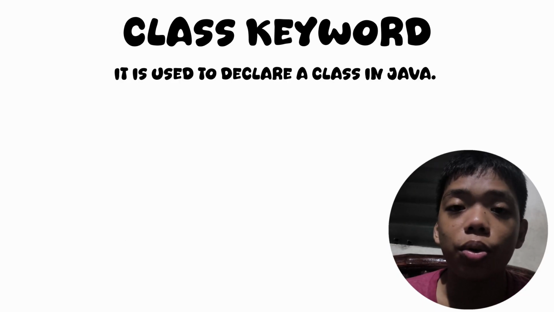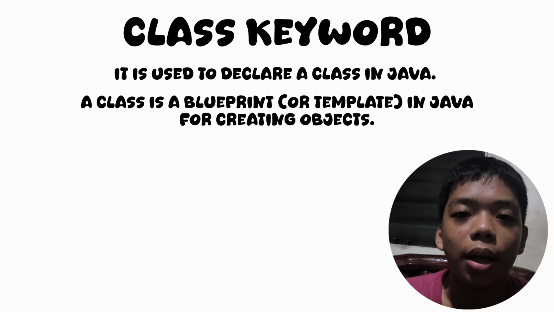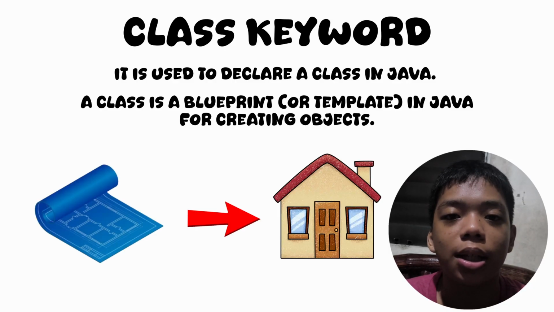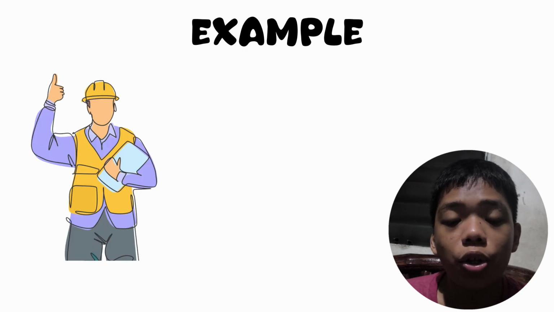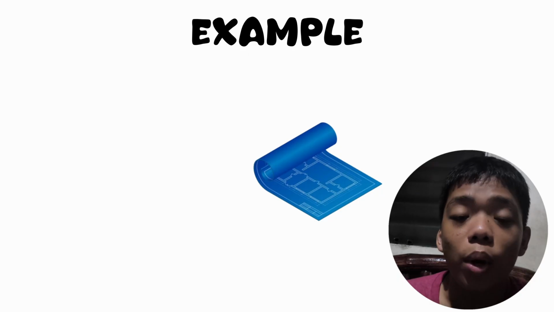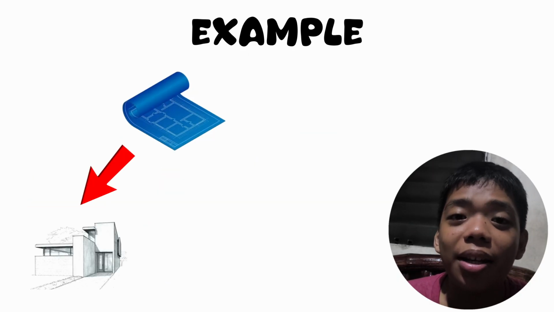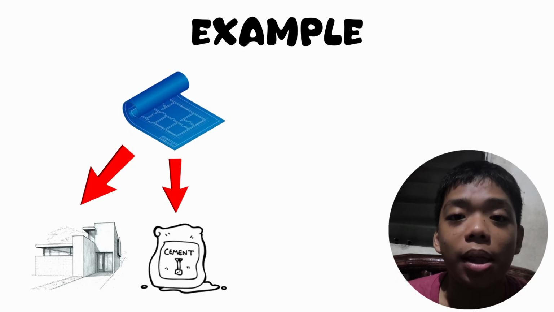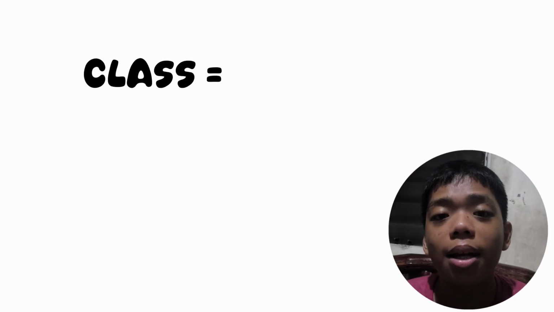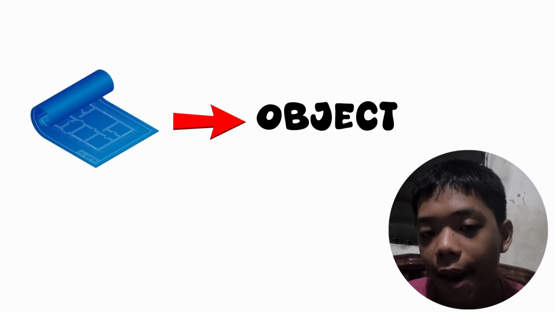Class keyword. It is used to declare a class in Java. A class is a blueprint in Java for creating objects. It defines what data an object can have and what actions it can perform. For example, construction workers are building a house. But before they even make the house, they need a plan, which an architect will do. An architect will make a blueprint with the design and calculations for how much cement, steel, and paint they need to make the house. In a programming context, classes are blueprints which then describe the object with data and actions.